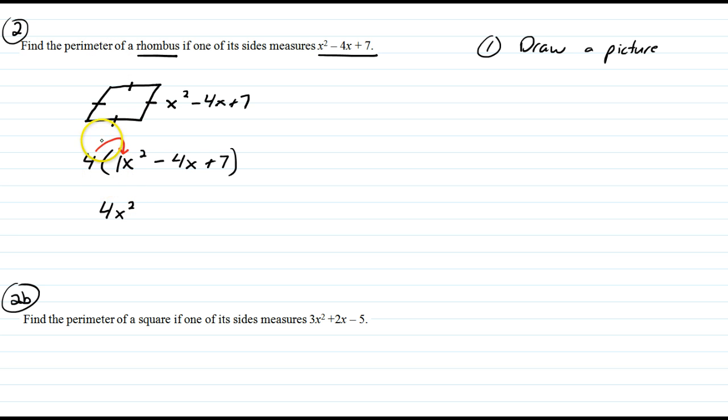Now take 4 times the minus 4. It's going to give us minus 16x. And the last one, 4 times 7, is going to give us a positive 28. So our perimeter of our rhombus is equal to 4x squared minus 16x plus 28. Try 2b on your own. Don't forget to draw the picture.